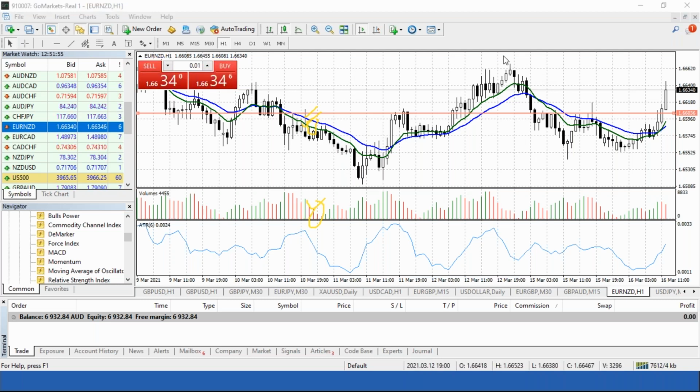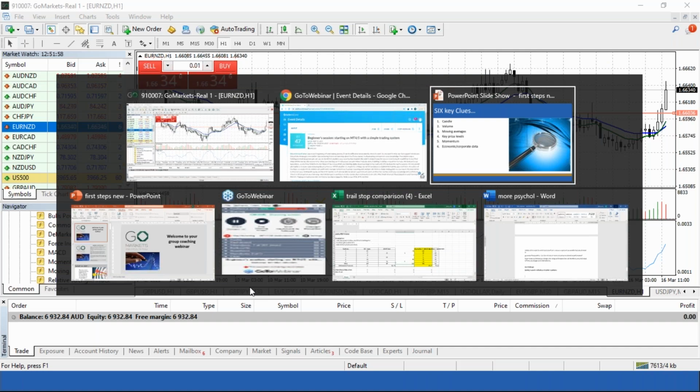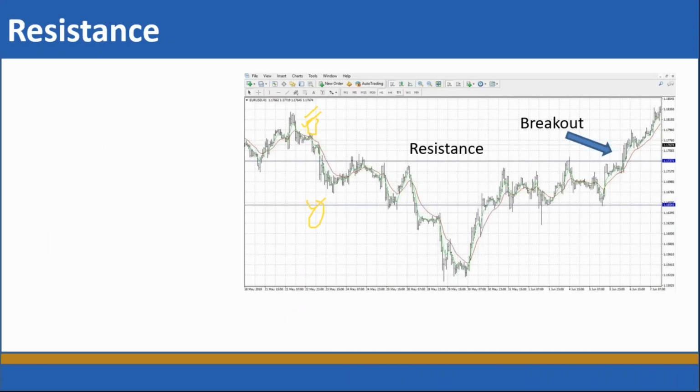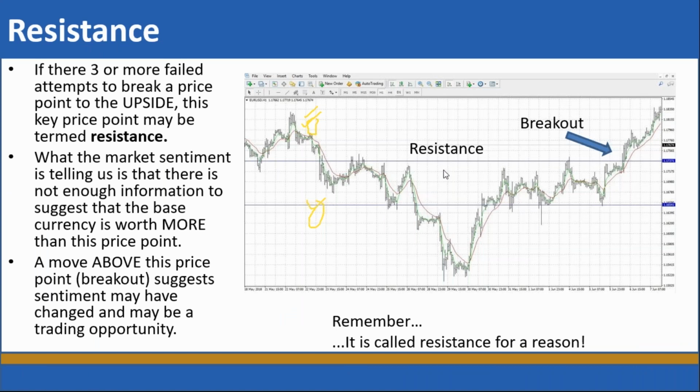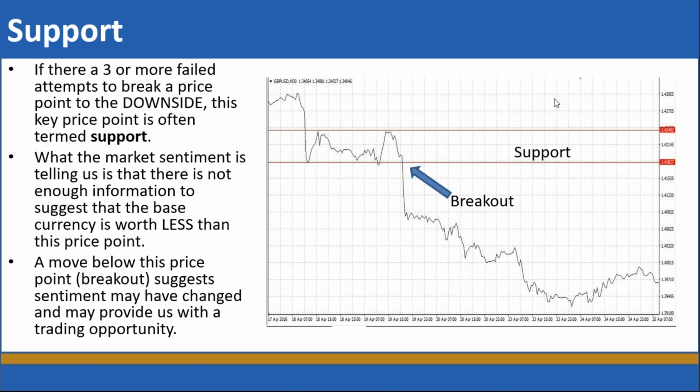So let's just put some of that together. There's just a little bit of a reminder about what resistance is. So we're looking for a breakout. We're looking for three attempts or more, but we need to be patient. We need to make sure that it's actually broken out, and that says sentiment has changed. We're now in an uptrend rather than sideways trend. Support is the reverse. So with support, we're looking for a breakout to take a short trade, as seen on this. And that's an indication of moving from sideways trend into downwards trend.